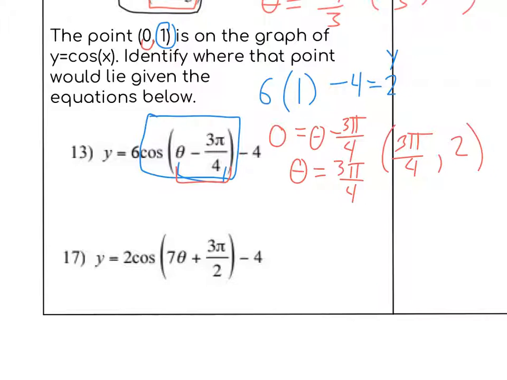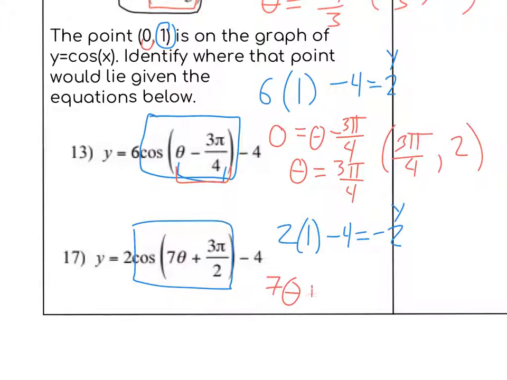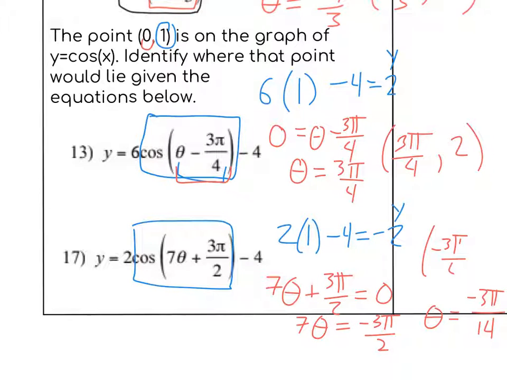Finally, looking at this last one, I'm going to do the same exact thing. I'll use the same colors as well. And just remember that this is our y, so we're looking at 2 times 1 minus 4, which is negative 2. And then for our x, we set the inside 7 theta plus 3 pi over 2 is equal to 0. That means that 7 theta is equal to negative 3 pi over 2, and that theta is equal to negative 3 pi over 14. My point then would be negative 3 pi over 14, comma, negative 2.